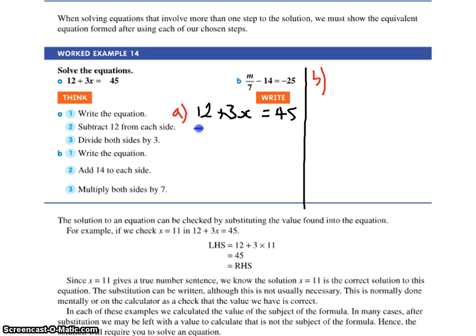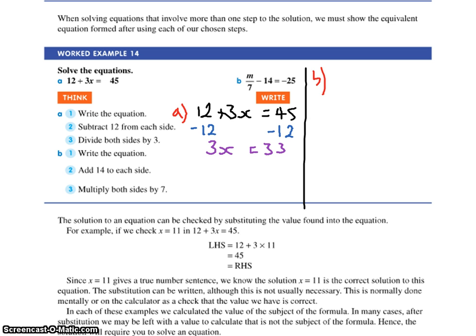So the first thing we're going to do is minus 12 from this side, and minus 12 from this side. Now I only minus the 12 once from each side. I don't have to do it to each term. So we minus the 12 from both sides, and that will leave us 3x equals 45 minus 12, which is 33.